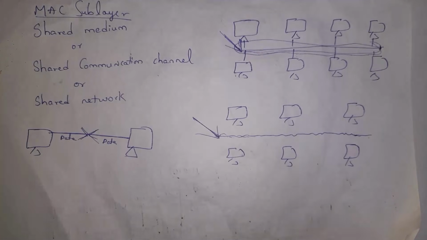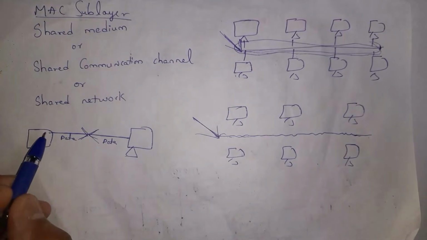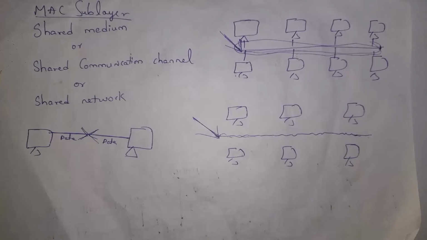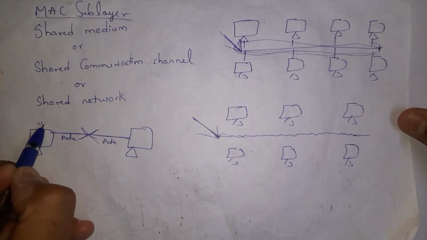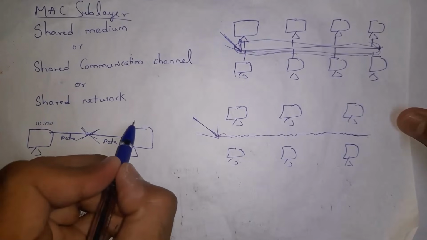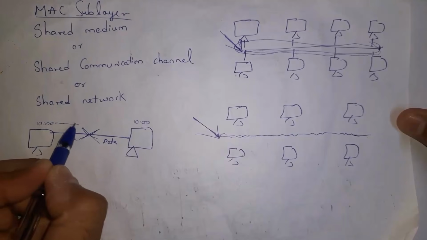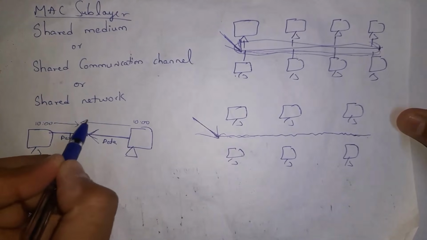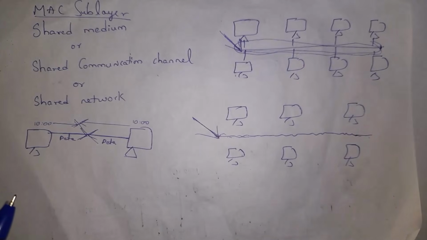Guys, sometimes collision may occur. Whenever collision occur, computers need to resend data at random time. I will explain what is random time. Guys, for example, this computer will send data at 10 o'clock exactly and this computer also will send data at 10 o'clock exactly. So as two computers are sending data at the same time, collision will occur and data will be lost. As data is lost, computers need to send data again.